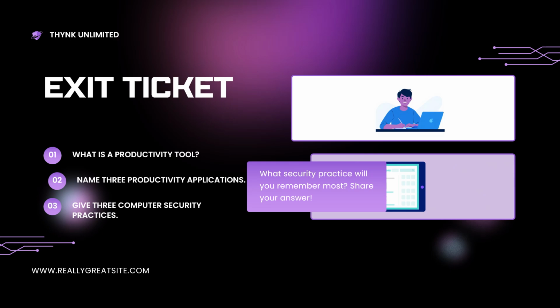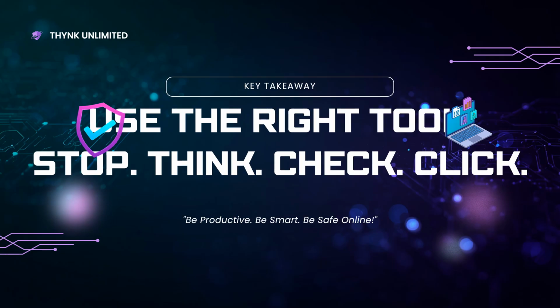Before we finish, remember these 2 important ideas from our lesson. First, use the right tool for the right task. The word processor helps us to create documents. Spreadsheets help us to organize and calculate data. Presentation software helps us present information, and other productivity applications help us communicate, organize, and collaborate. Second, when using computers and the internet, stop, think, check, and click.